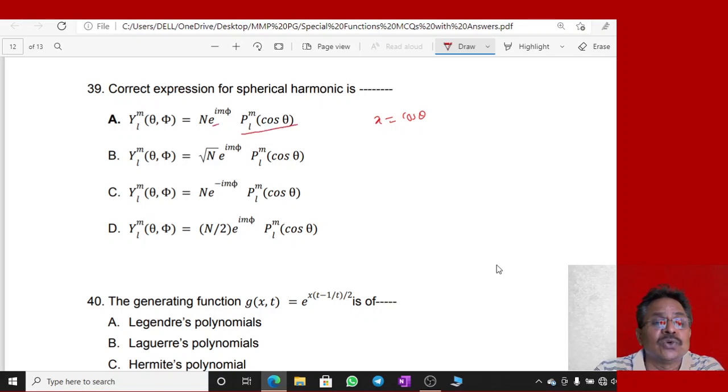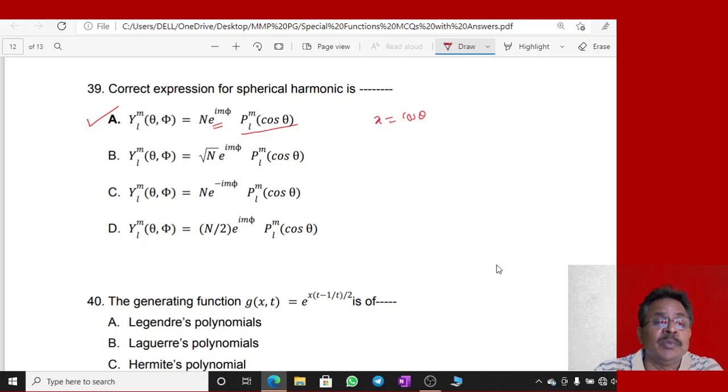So here this is the solution of the phi part equation, and this is the solution of the theta part equation. That means the solution of the differential equation in theta is going to be the associated Legendre polynomial Plm of cos theta. This is the solution of the phi part equation, and N is called the normalization constant. So in general, Ylm theta phi is given by N into e raised to im phi Plm of cos theta, and this is the correct expression for the spherical harmonics.